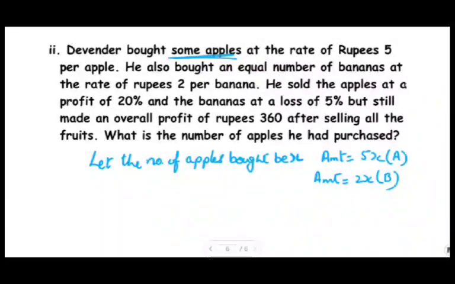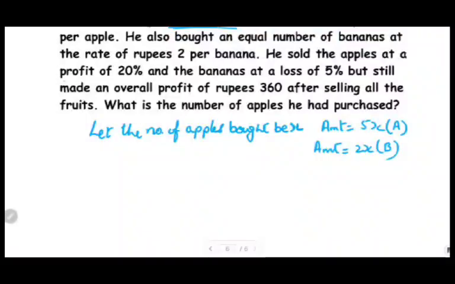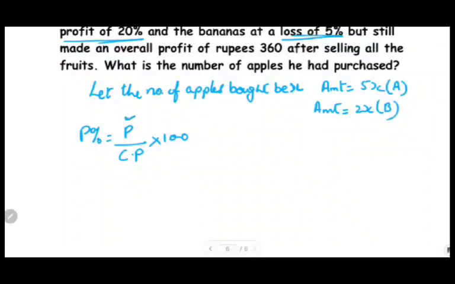He sold the apples at a profit of 20%. So profit percent has been given, and the formula of profit percent will have to be applied. And the bananas at a loss of 5%. So let's calculate profit percent. Formula is equal to profit upon the cost price into 100. We don't have our profit, so let's make P the subject. Profit percent is 20, profit we don't know.